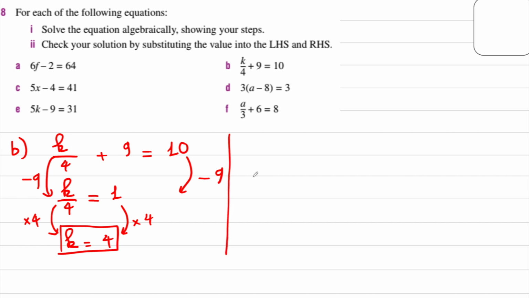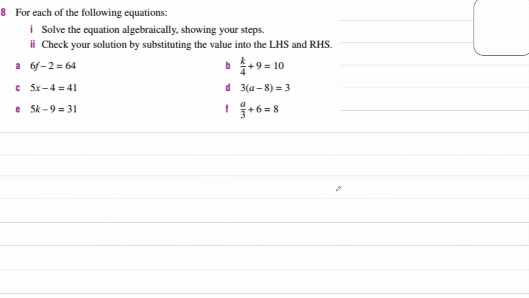Check your solution. It means substitution. k substituted by 4. 4 divided by 4 plus 9 equal to 10. So here is 1 plus 9 equal to 10. Yes, this one is correct. That is a true equation. Question B, we are done. Question C, 5h minus 4 equal to 41.